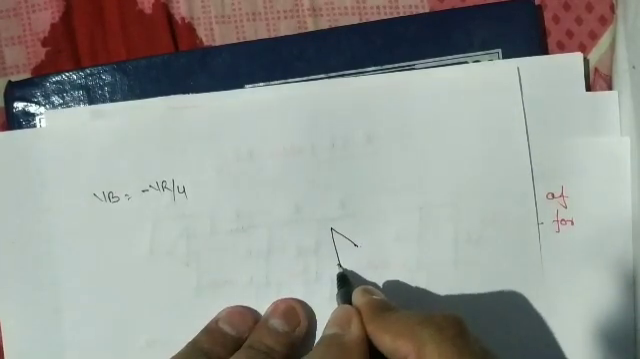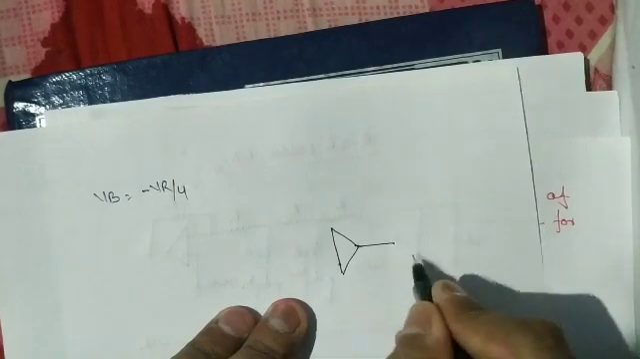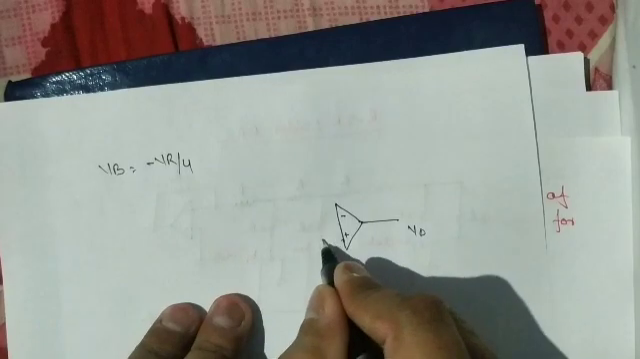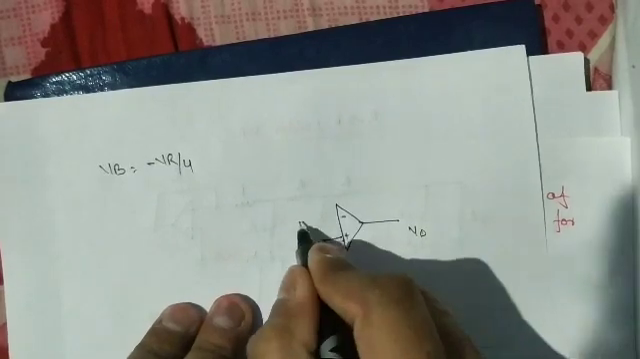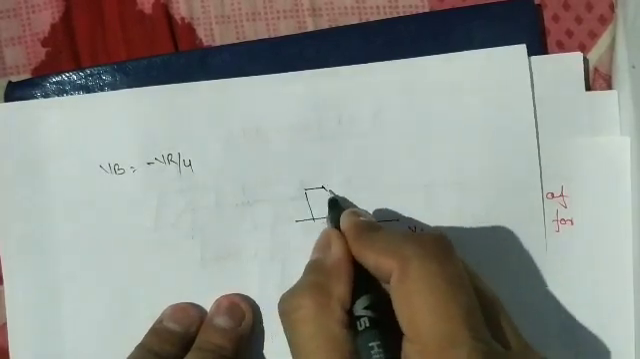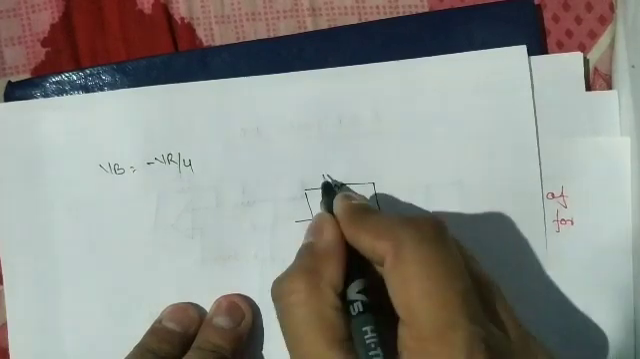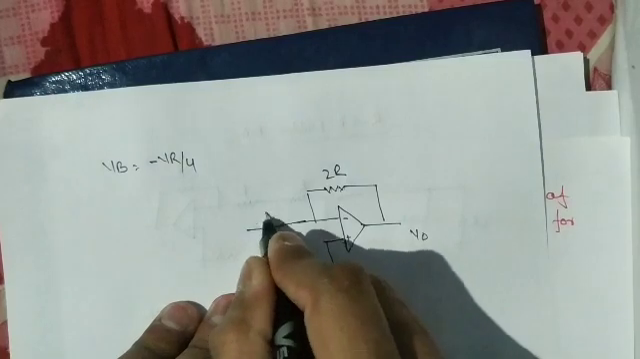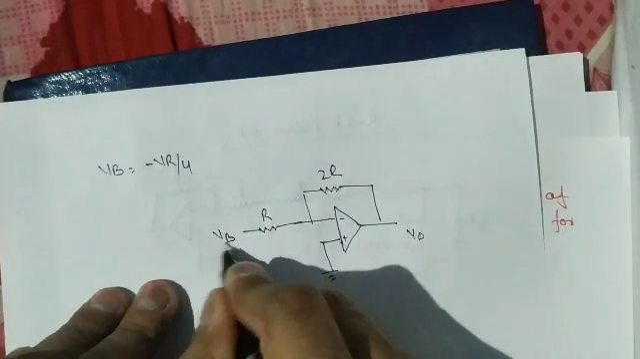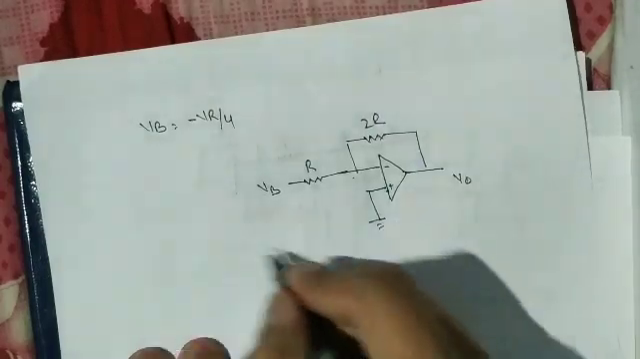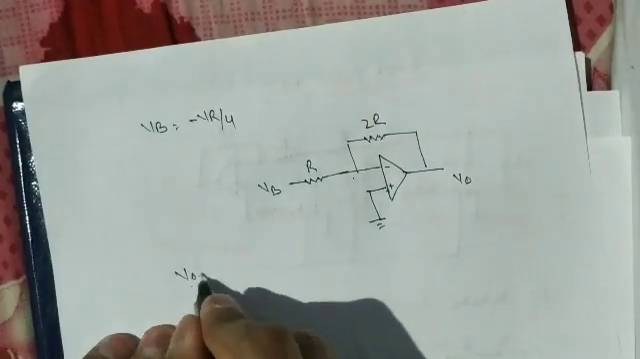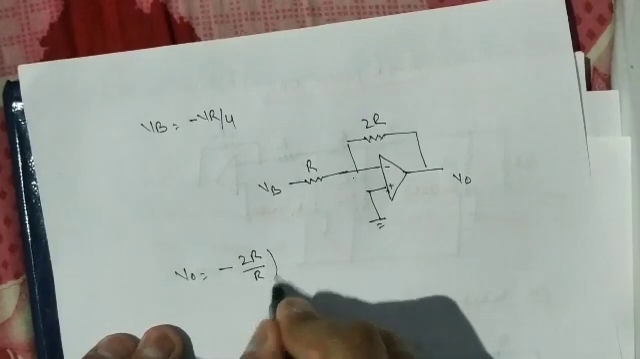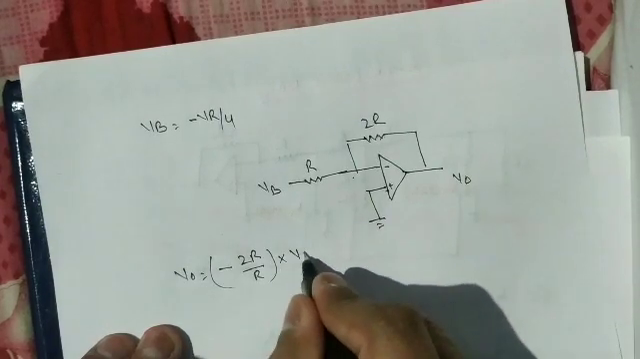here. This is the V0 negative terminal. This is the positive terminal. Positive terminal is grounded. Negative terminal is connected. This is the feedback resistor 2R. Here this is the R resistor and this is the VB that we have calculated. Now V0 equal to minus 2R by R into VB.